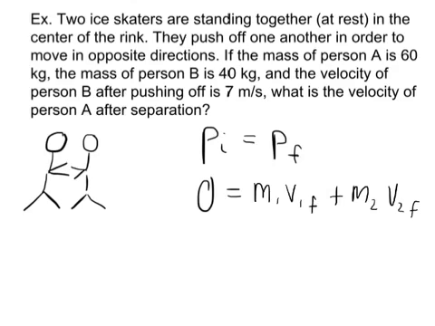What are we told about the actual velocities at the end and the mass? Let's take a look. The mass of person A is 60 kilograms, and the mass of person B is 40 kilograms. So we know already M1 and we know M2.